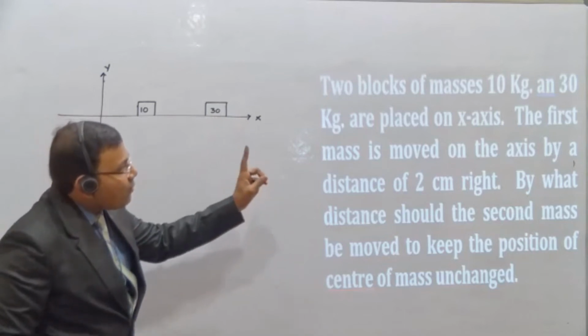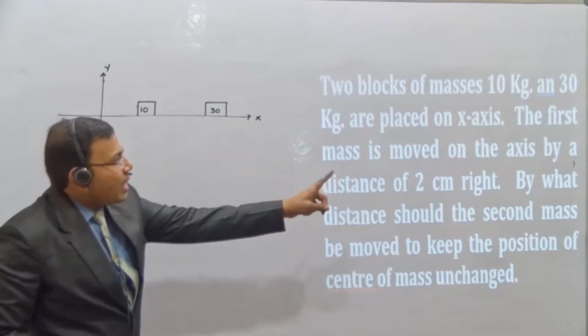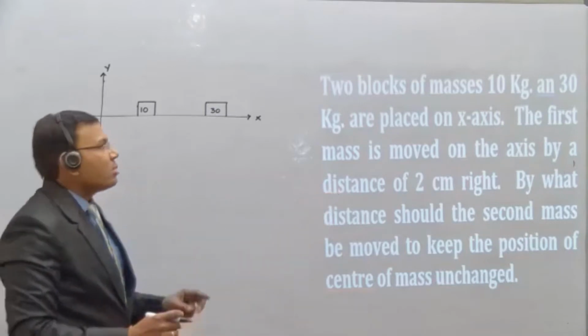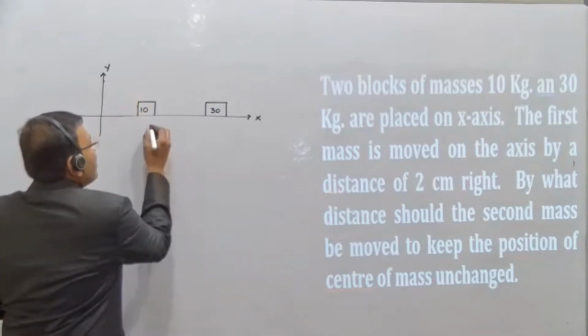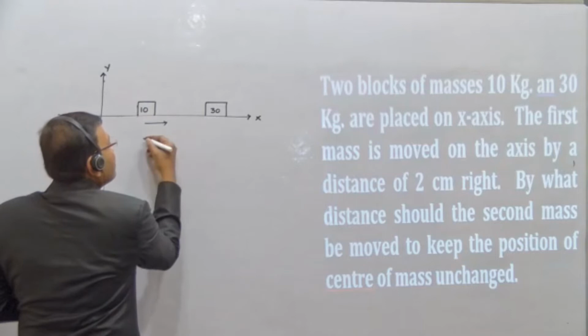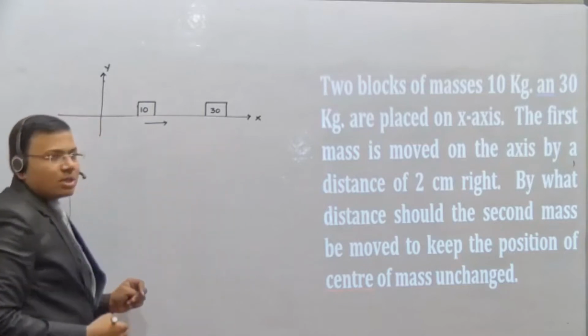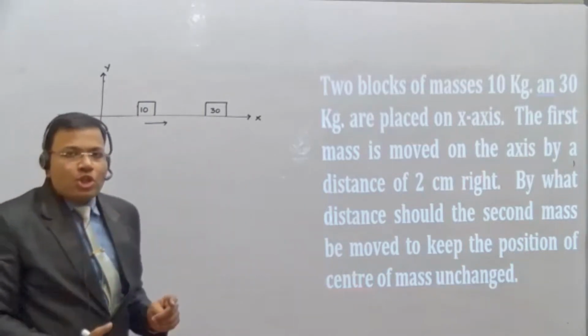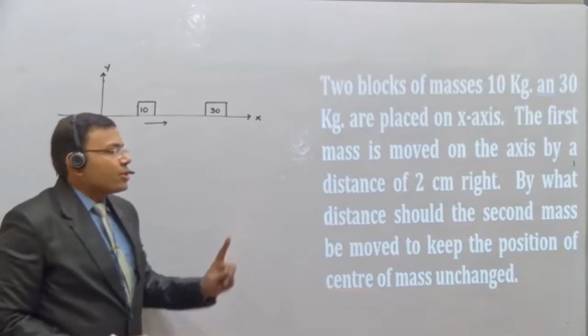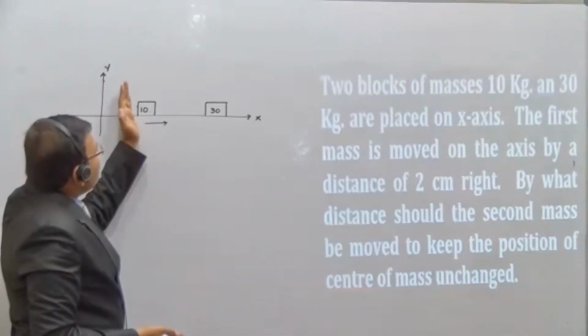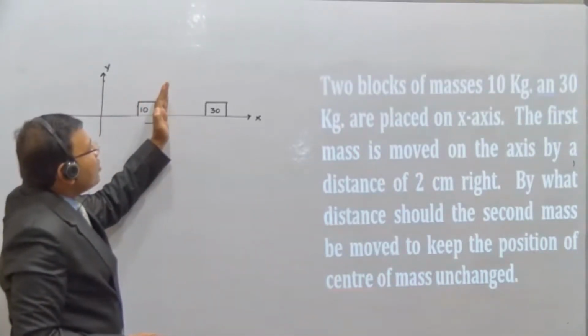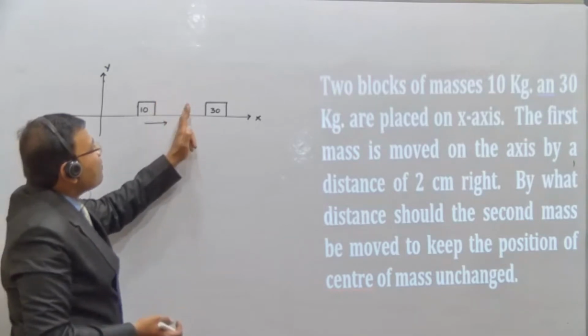Next, the first block is moved on the axis by a distance of 2 centimeter. That means I am shifting this block here. How much distance did we take it? 2 centimeter. The change in position for the first block is 2 centimeter. So as soon as we shift it here, where will be the center of mass? The center of mass will get shifted somewhere here.